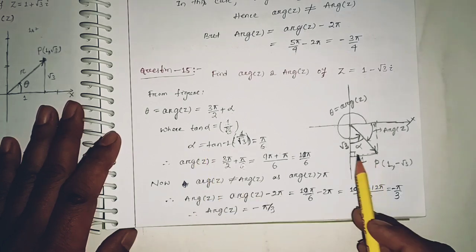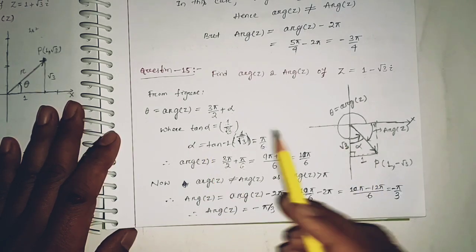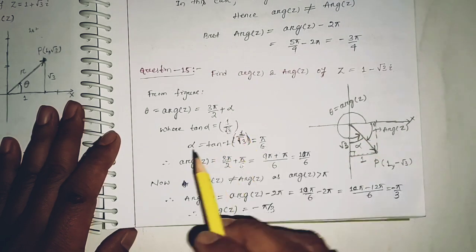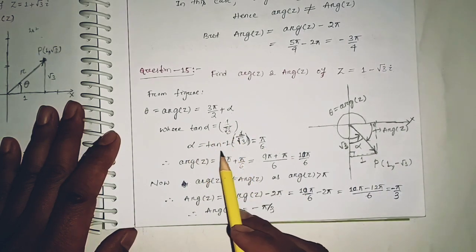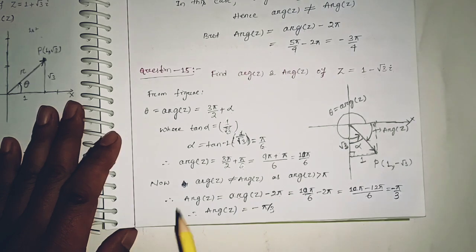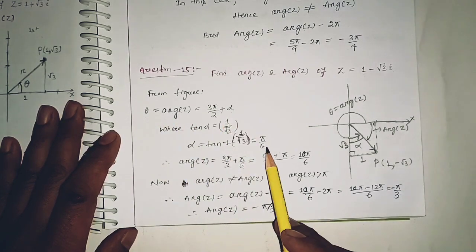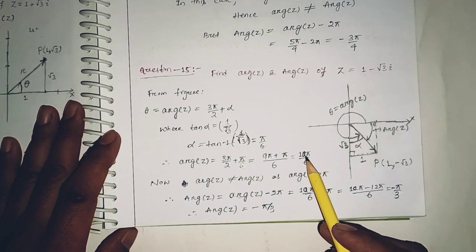If we consider this triangle and tan alpha, here this is the height and this is the base, right? So tan alpha for this triangle will be 1 by root 3. So alpha will be tan inverse 1 by root 3, which is equal to pi by 6. So the argument will be equal to 3 pi by 2 plus alpha, which is pi by 6. Pi by 6 plus pi by 6. If we add, then we get 10 pi by 6.